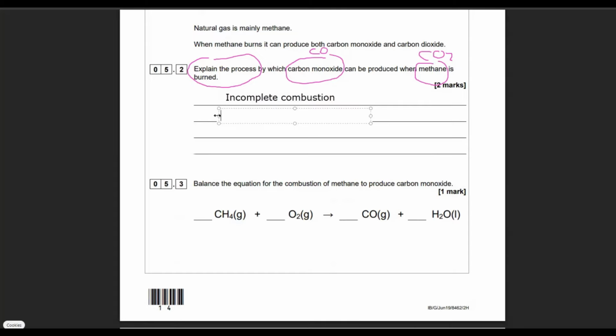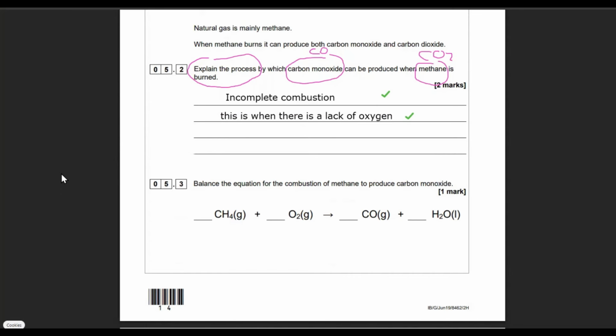Now, what is incomplete combustion? This is when there is a lack or insufficient oxygen, a lack of oxygen or not enough oxygen. You might have some oxygen, but not enough. And it means that the methane doesn't burn as fully as it can, and it forms carbon monoxide.